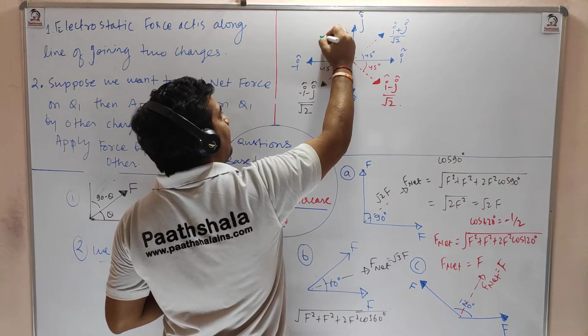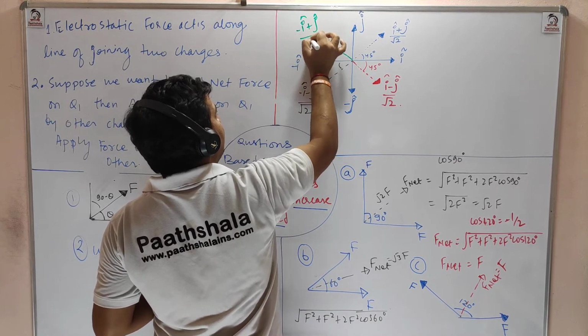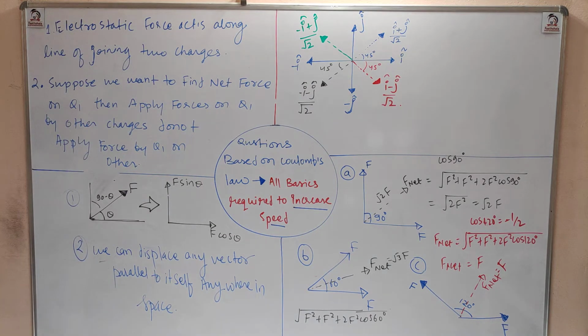Green marker. Can you tell me minus I plus j by root 2? Copy everything written on the board.